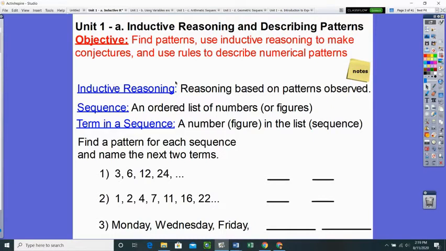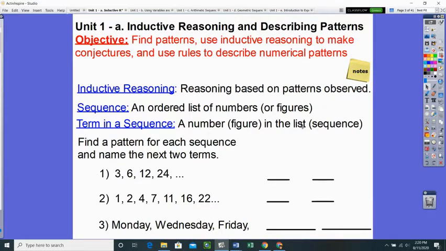All right, so we're going to start with the first word that we noticed in our heading, which is inductive reasoning. Inductive reasoning is reasoning that's based on patterns that are observed. So you just notice that something is happening in a repeated pattern. We're going to talk about sequences. A sequence is an ordered list of numbers or figures, and a term in a sequence would be a single number or a single figure in the list.